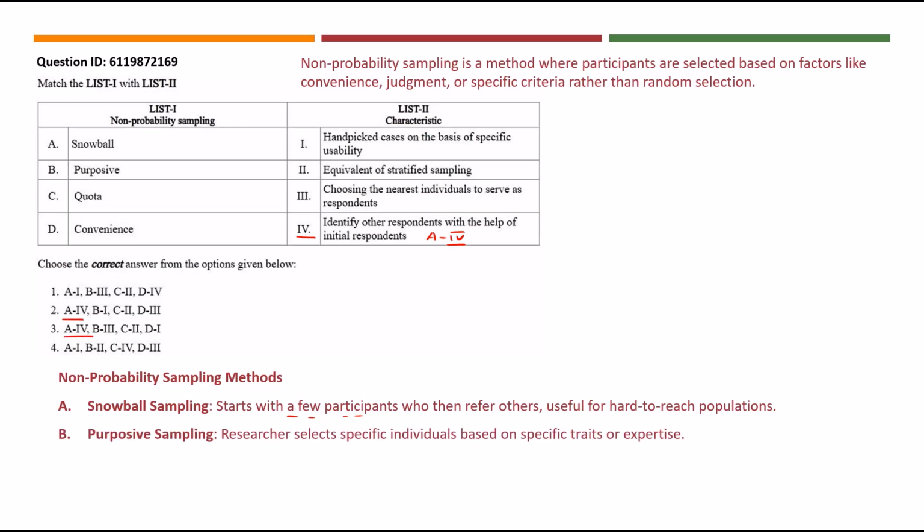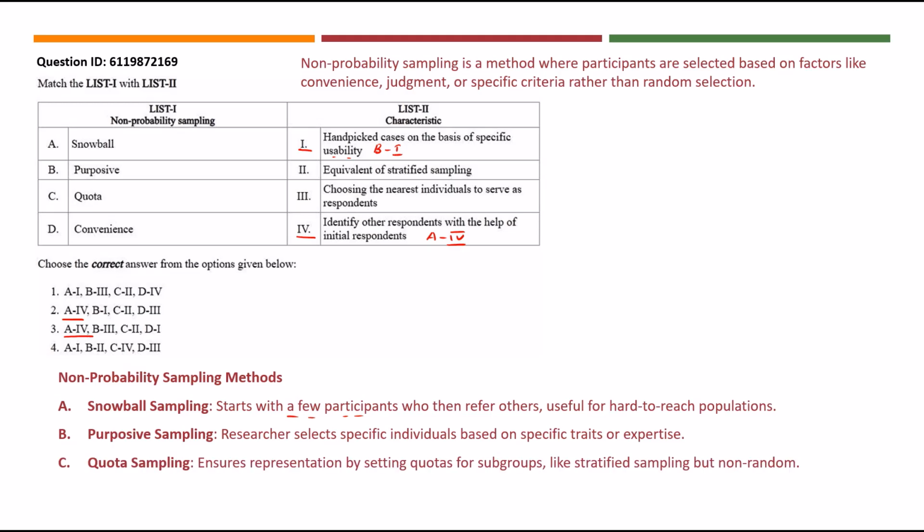What about purposive sampling? Researcher selects specific individuals based on specific traits or expertise. Hand-picked cases on the basis of specific usability. Usability can be a specific characteristic or specific trait. So, based on the specific feature, B maps to 1. What about quota sampling? Ensures representation by setting quotas for subgroups. These many people together for a particular group. Like stratified sampling.